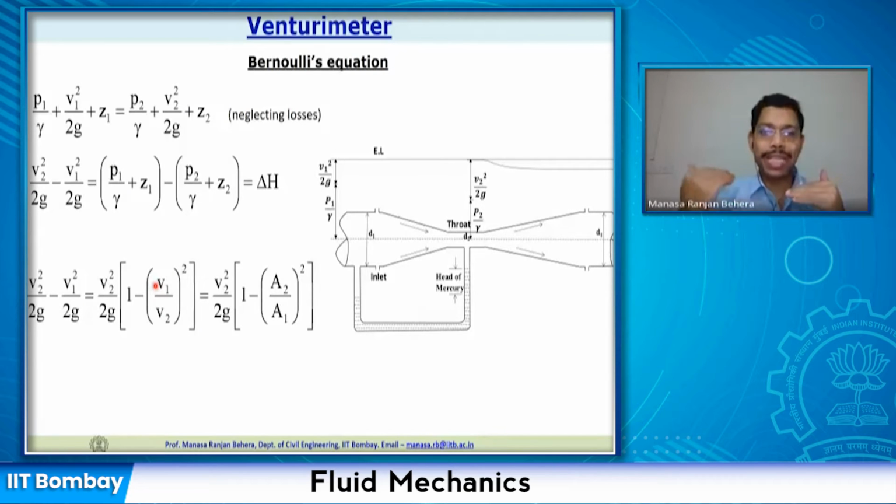Now we have to represent these velocities in terms of some known parameter. What are the known parameters? The area of the pipe and the area of the throat are known. So this is, let us say, A1 and A2.